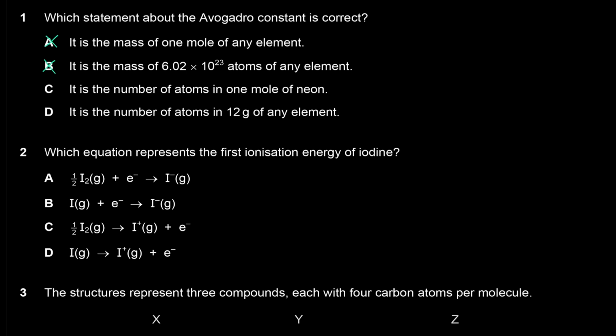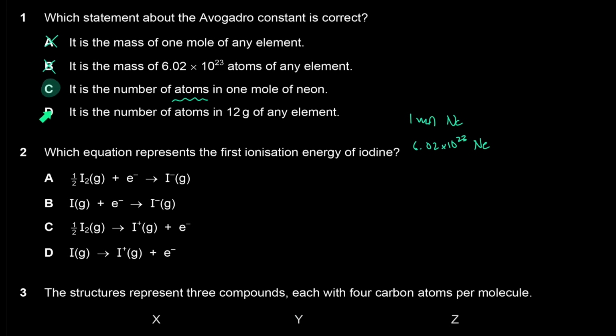And then it is the number of atoms in 1 mole of neon. Now 1 mole of neon is just atomic, right? It's a monoatomic molecule. So 1 mole of neon means 6.02 times 10 to the power of 23 atoms of neon. Is that Avogadro's number, right? So that means the answer over here is C, right? This is 1 mole of neon.